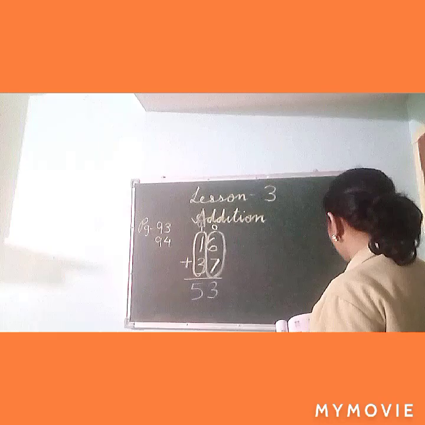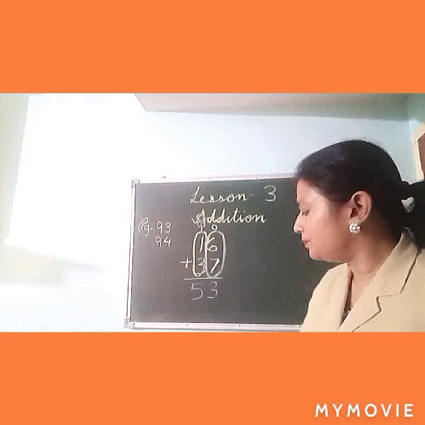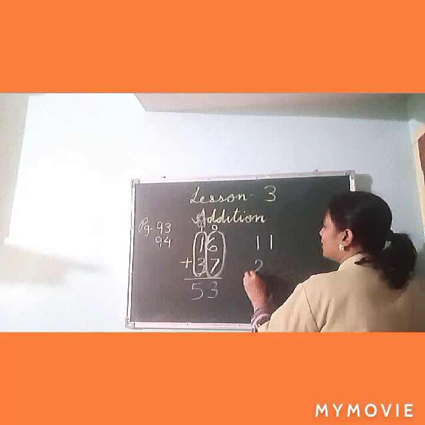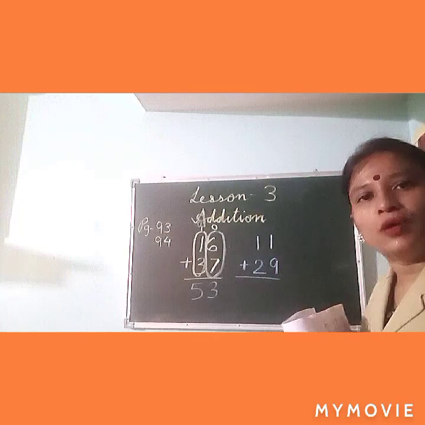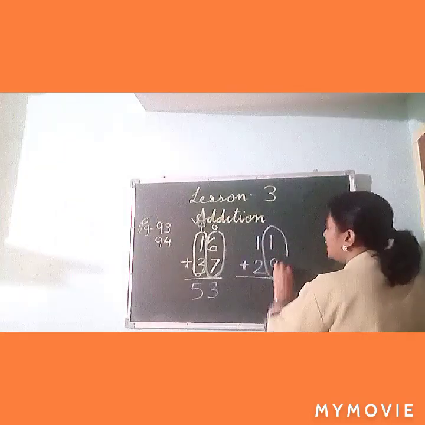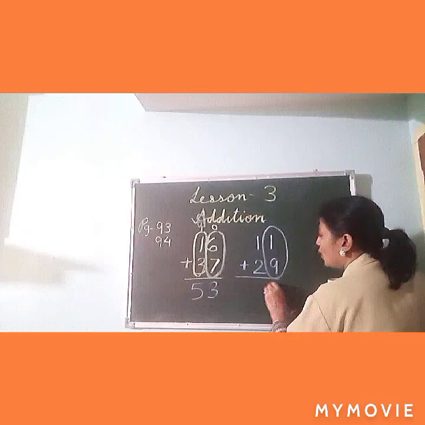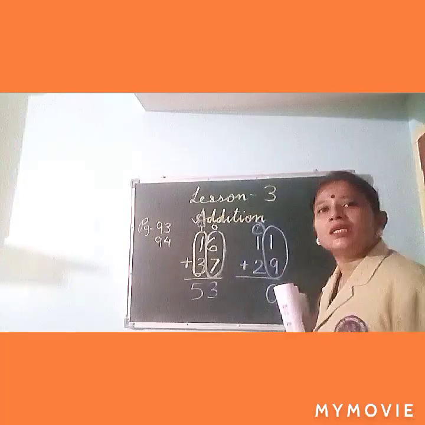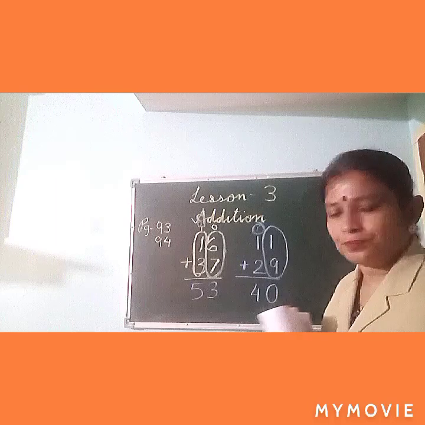Now come to the next question. I have selected randomly, so I am taking 36 sum. 11 plus 29. What you will do here? Again you will add the digits which are in ones place. 9 plus 1 is 10. So you will write 0 here and 1 will be carry forward. Now 2 plus 1 is 3. 3 plus 1 is 4. So the answer will be 40.